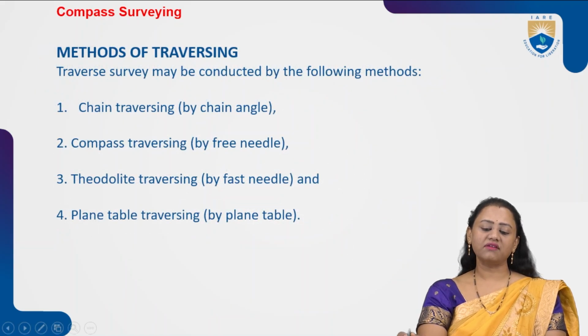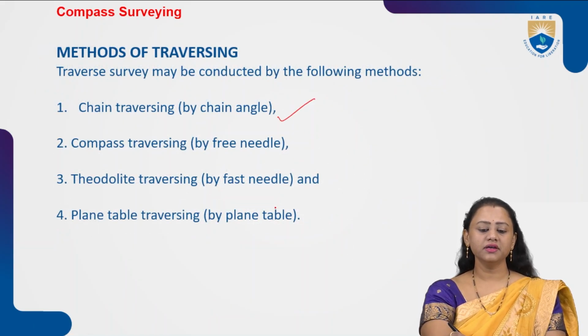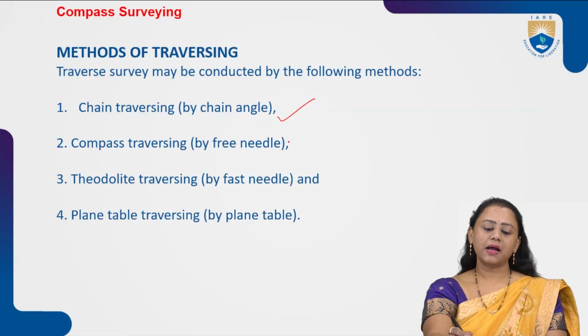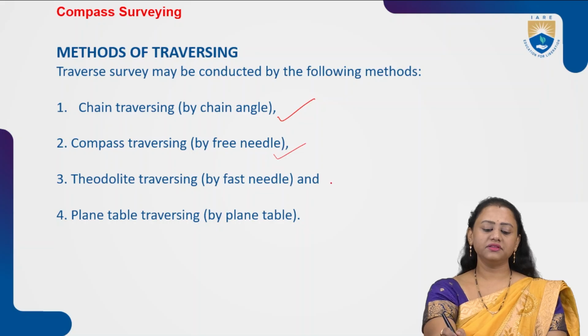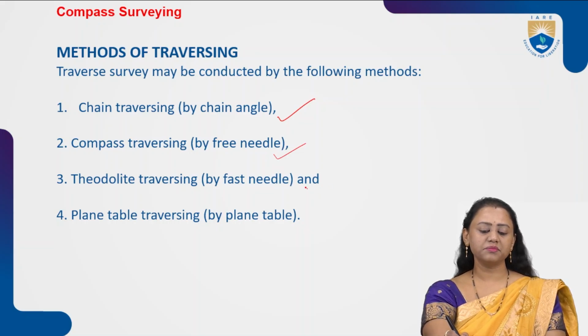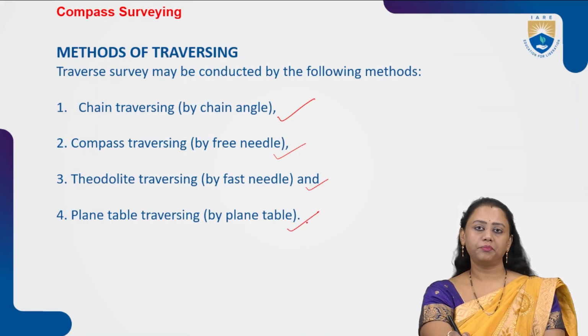So methods of traversing include chain traversing by chain, compass traversing by free needle, theodolite traversing by fast needle, and plane table traversing by a plane table.